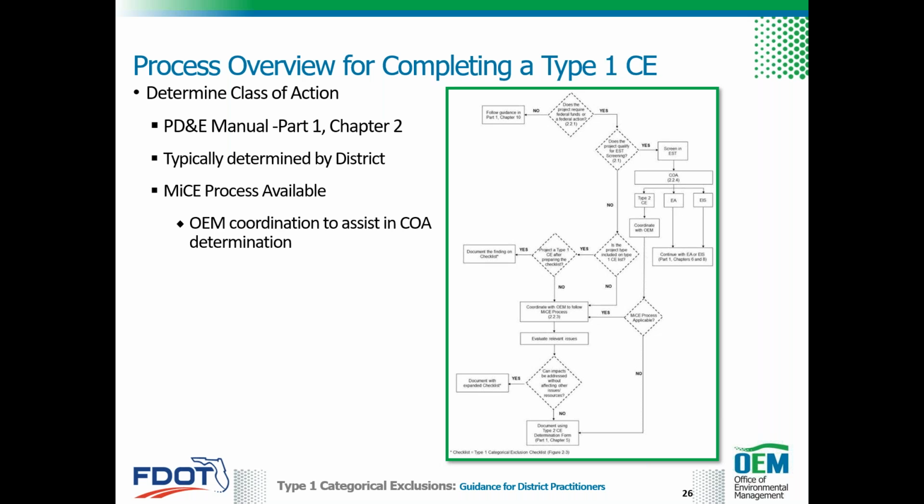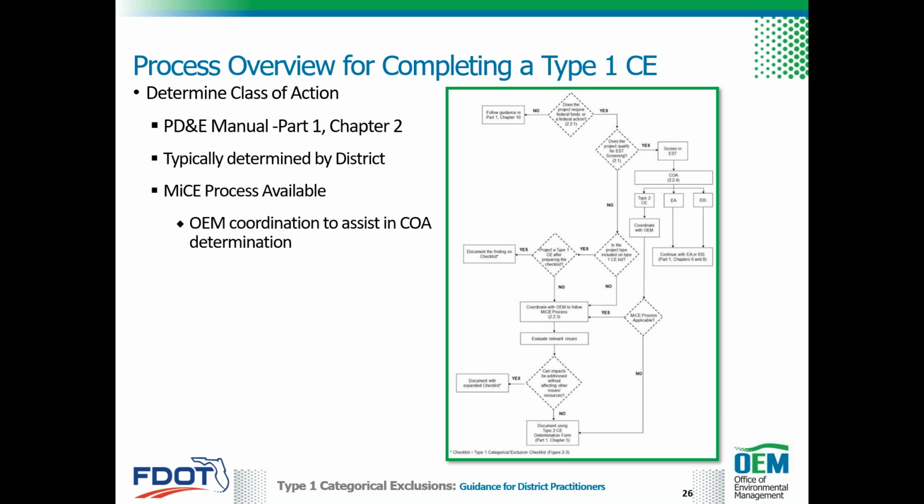First, the class of action is determined, typically by the district with no involvement from OEM. There are exceptions that require OEM involvement, including those C-list actions 26, 27, and 28 that trigger a constraint that we had talked about earlier. There are also some situations on the checklist that can require coordination with OEM, which we're going to discuss a little bit more here in Lesson 4.